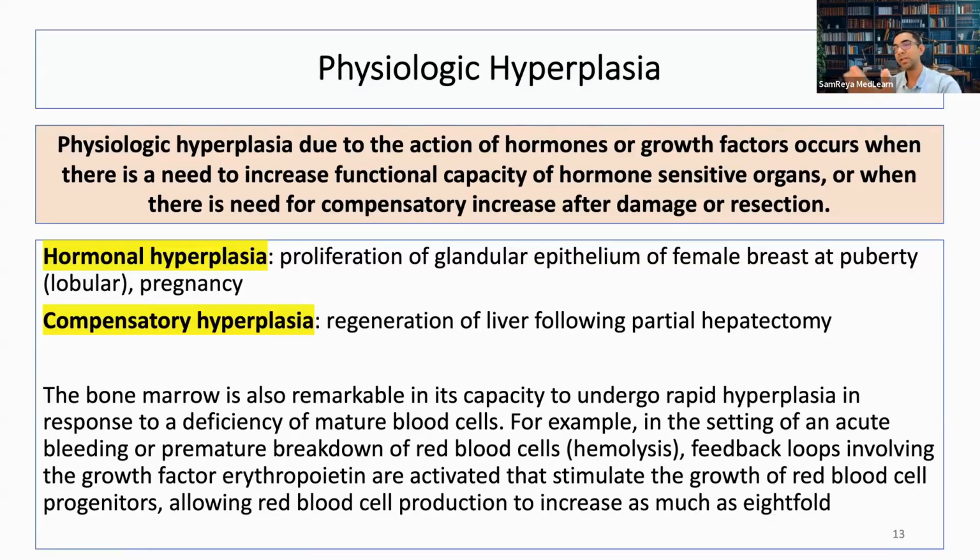And of course, it uses growth factors. One of the important growth factors is erythropoietin. Erythropoietin production happens in the kidneys, and that goes and acts on the RBC blasts. Those erythroblasts have receptors for erythropoietin, and then cell division can happen, and that is how the compensation happens.